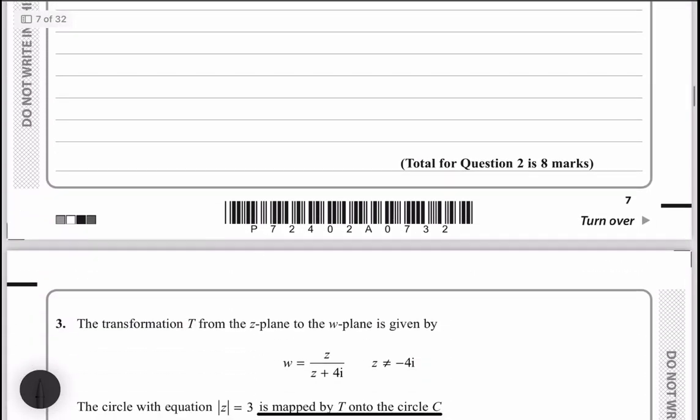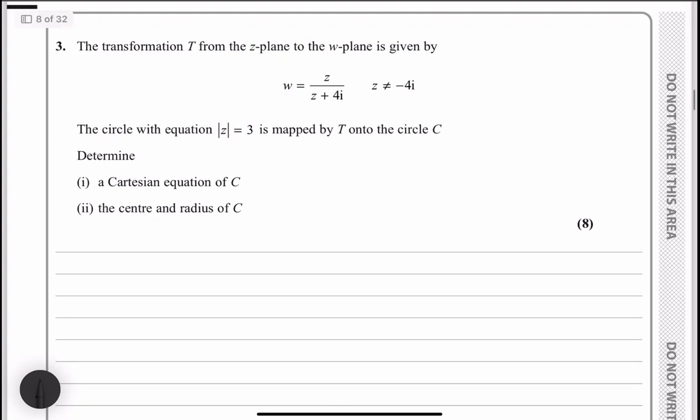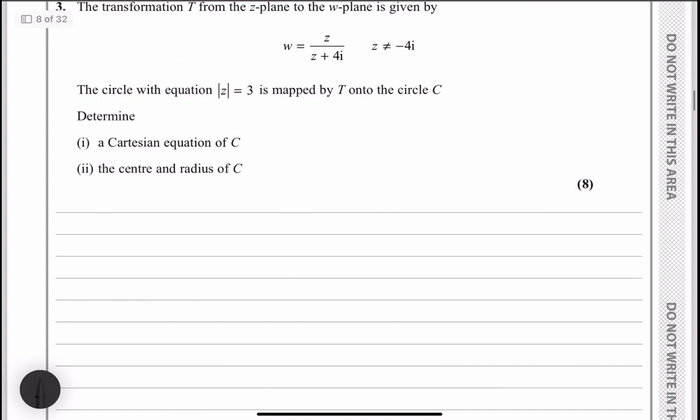On to question 3. The transformation T from the z-plane to the w-plane is given by this transformation here. The circle with the equation modulus of z equals 3 is mapped by T onto another circle, C. Determine a Cartesian equation of C. Okay, we've got two parts to this question, but I imagine the bulk of the marks come in part 1, because by the time we've got that equation, the centre and the radius of C should be pretty easy to find. So let's go through the usual process.